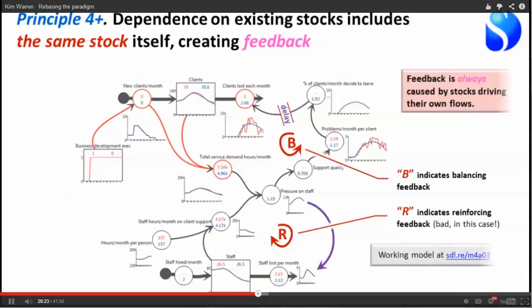There's a really important principle here, a really important observation. Feedback is always caused by a stock being involved in driving its own flow rate. That is what feedback is.